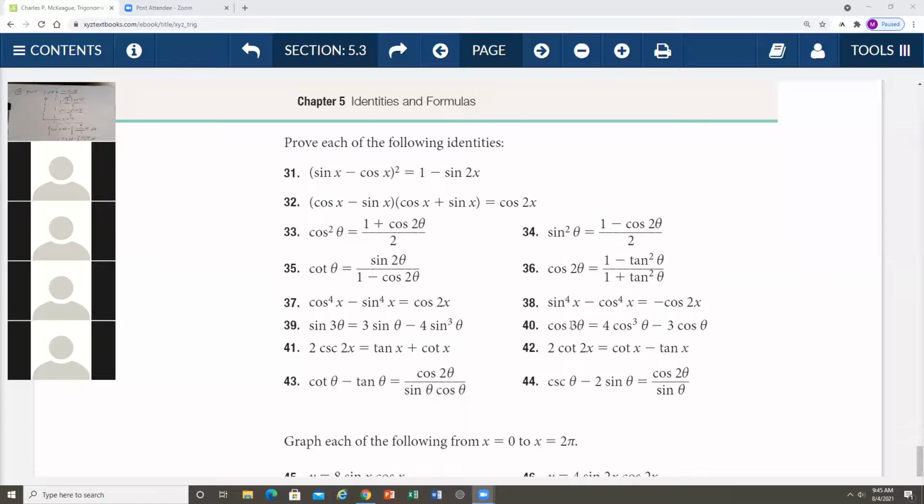Another one I wanted to go over is one like 38. The sine to the 4th power of x minus cosine to the 4th power of x is equal to negative cosine 2x. They want us to prove that this is a valid identity, number 38. What side would you be tempted to work with here? For number 38. Right or left side?